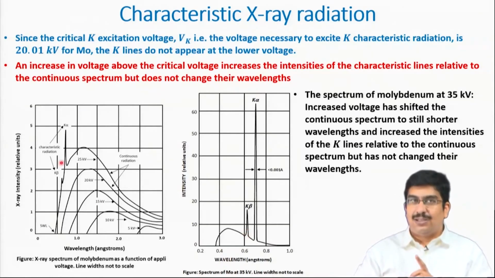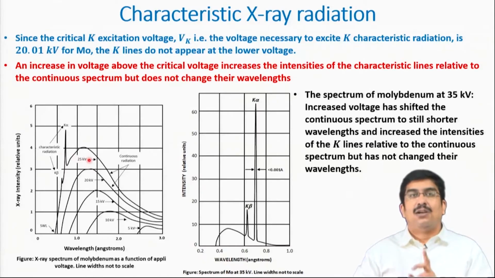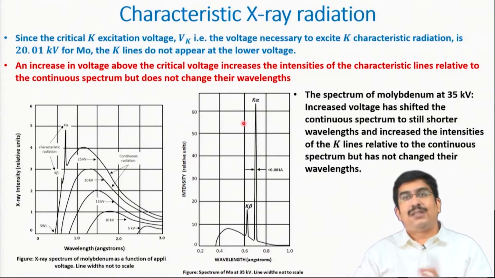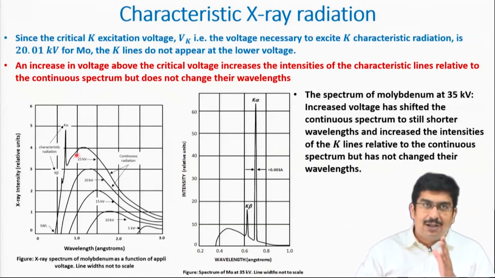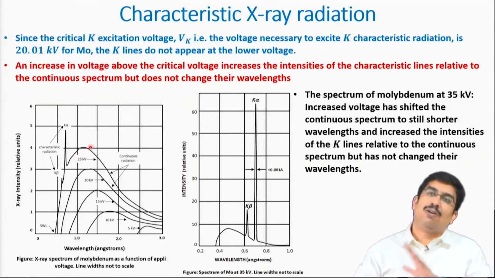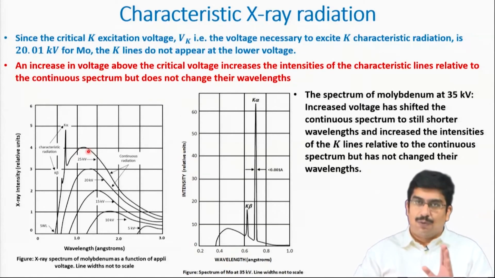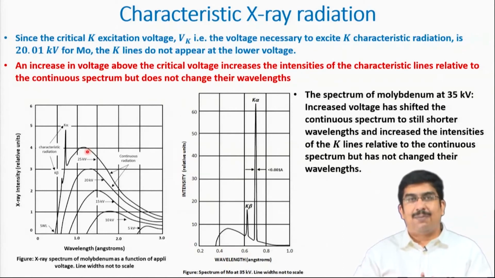That is not going to change between this tube voltage. What will change is the intensity of this K alpha line with respect to the continuous spectrum. So the continuous spectrum intensity will also increase, and the maximum in the continuous spectrum will also shift toward smaller and smaller wavelength. All of these things will happen.